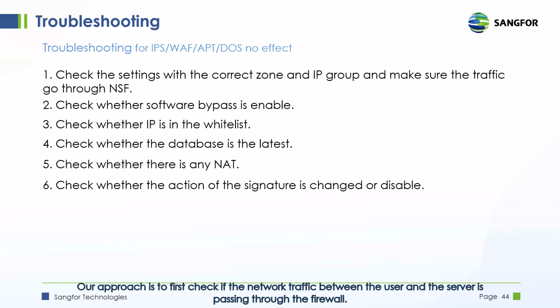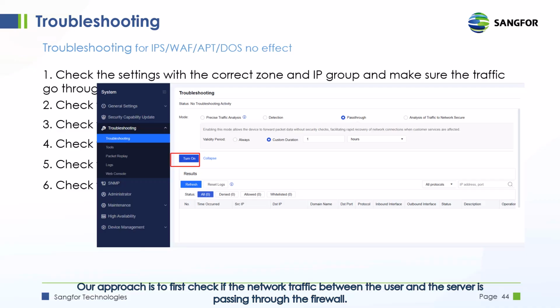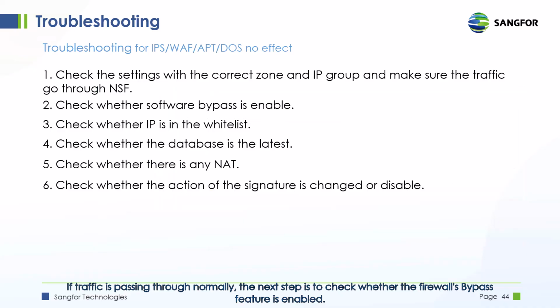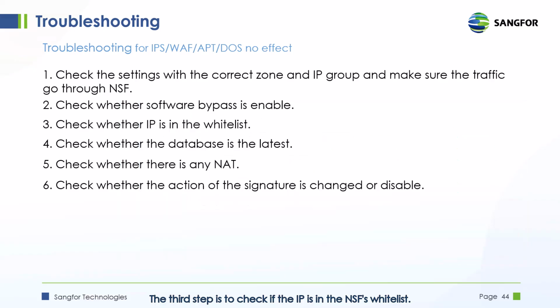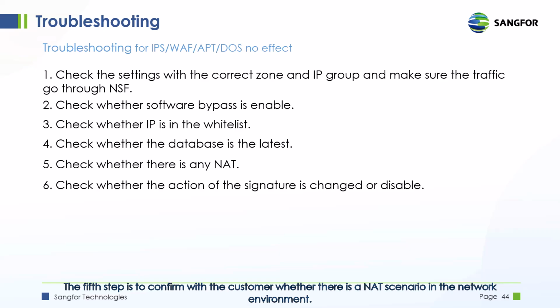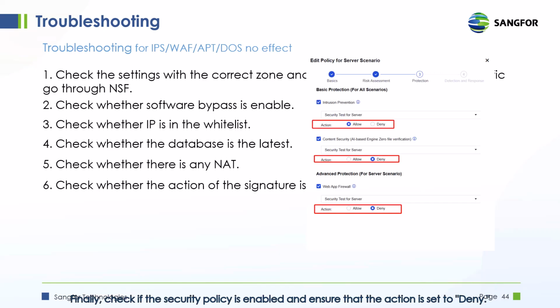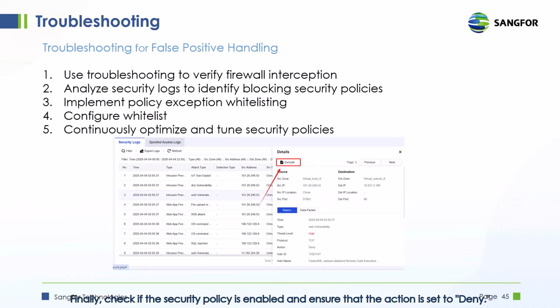Our approach is to first check if the network traffic between the user and the server is passing through the firewall. If traffic is passing through normally, the next step is to check whether the firewall's bypass feature is enabled. The third step is to check if the IP is in the NESF's whitelist. Additionally, we need to check if the NESF's rule database is up to date. The fifth step is to confirm with the customer whether there is a NAT scenario in the network environment. Finally, check if the security policy is enabled and ensure that the action is set to deny.